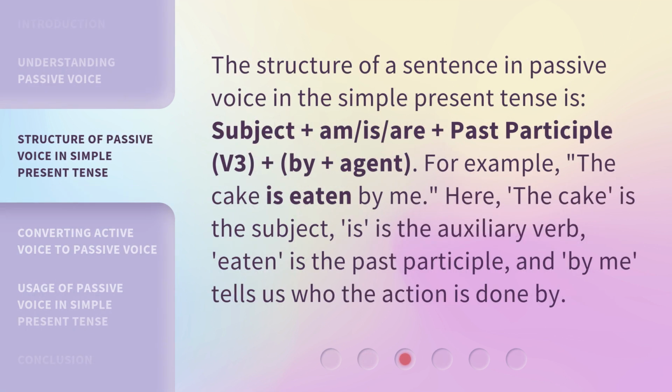The structure of a sentence in passive voice in the simple present tense is subject plus am, is, are plus past participle, V3, plus by plus agent. For example, the cake is eaten by me. Here, the cake is the subject, is is the auxiliary verb, eaten is the past participle, and by me tells us who the action is done by.